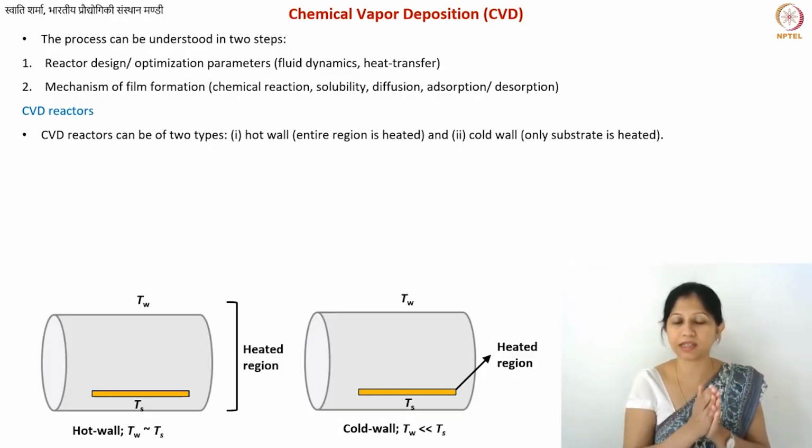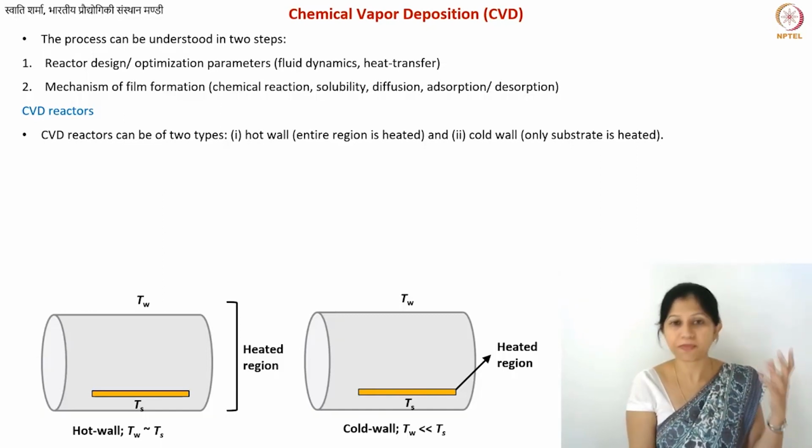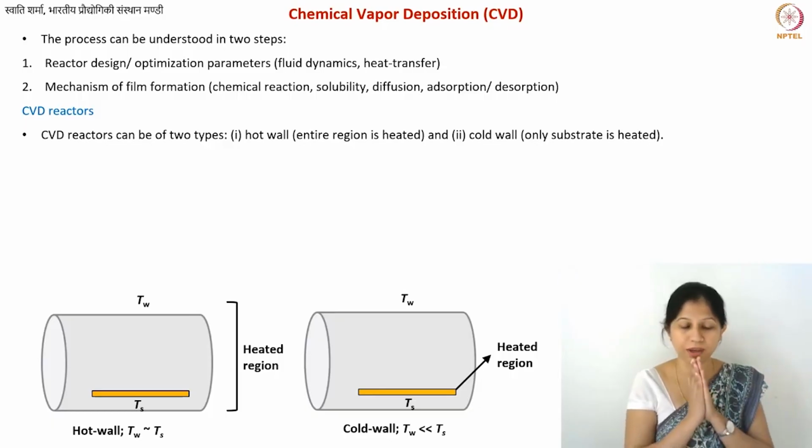Your entire chamber is heated. In the second case, cold wall, as the name suggests, the walls are cold, only your substrate is heated. So in this particular case, your TS is much higher than that of the TW. Okay, so these are the two types of chambers.